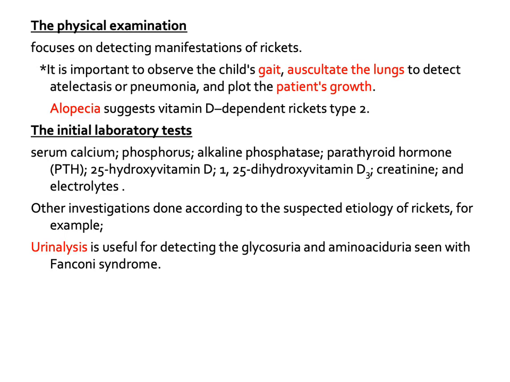Regarding the physical examination, we focus on detecting the manifestations of rickets as we said. In addition, it is important to see the gait, auscultate the lung to detect atelectasis or pneumonia, and follow the patient's growth. Because nutritional rickets is a disease of the growing child, if we find signs of rickets in a patient with failure to thrive or short stature, we must look for causes other than nutritional rickets. Presence of alopecia suggests vitamin D-dependent rickets type 2, and we have some families with this type of rickets. They are not responding to the usual treatment of vitamin D, and they may need an extraordinary dose of vitamin D.